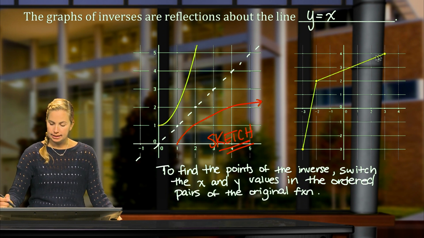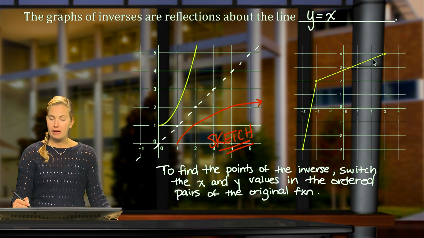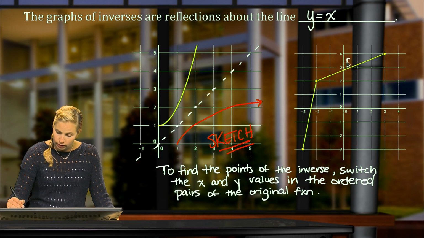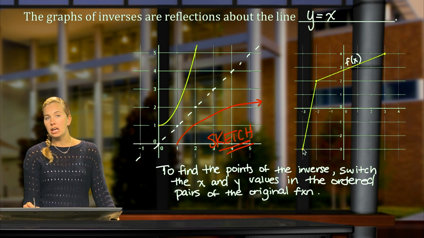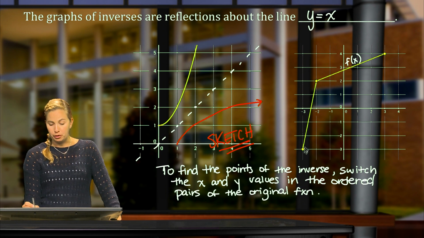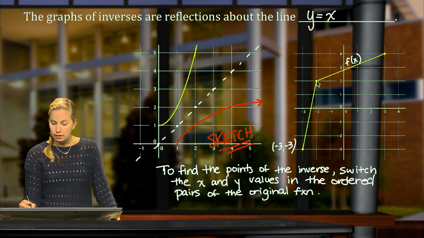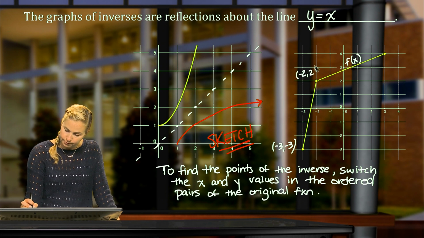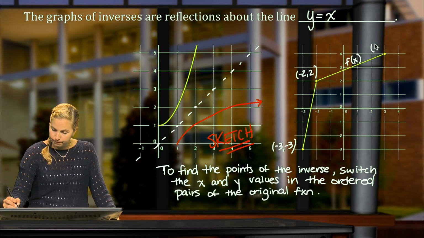So to practice that, let's look at this graph. And this represents f of x. So this is our original. We're going to graph its inverse. So let's label this. This is f of x. And looking at our ordered pairs, let's label them. This point down here is (-3, -3). This point is (-2, 2). And this point up here is (3, 4).